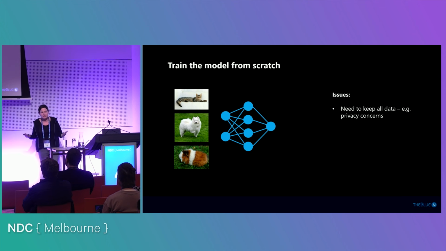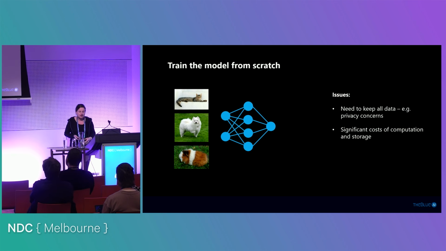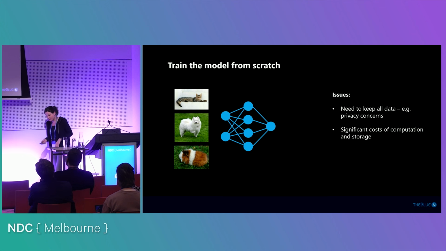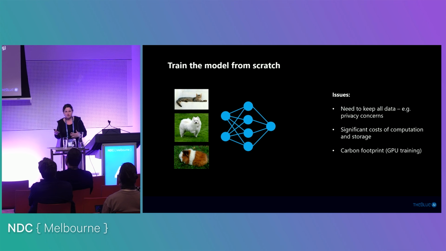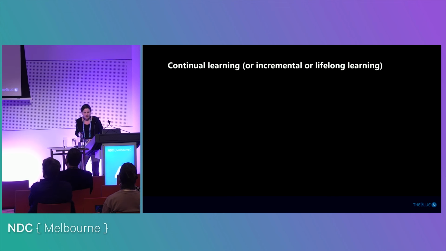We cannot forever keep the medical data of some people without stating for how long exactly and why. Another thing is that maybe our pet classifier is fine with that, but if we are thinking about much bigger models, then we have a significant cost of computation and storage, and also connected with that, the carbon footprint of the GPU trainings that is getting more and more relevant. So continual learning, also called incremental or lifelong learning, is trying to address exactly these issues.